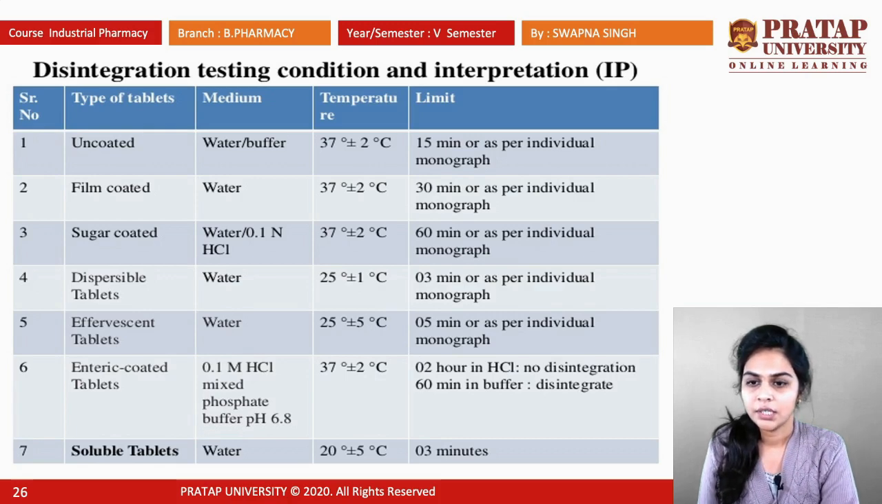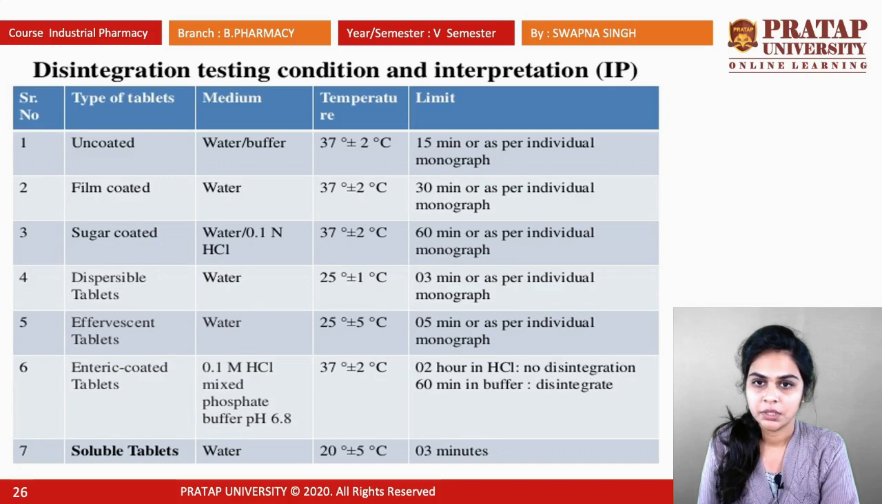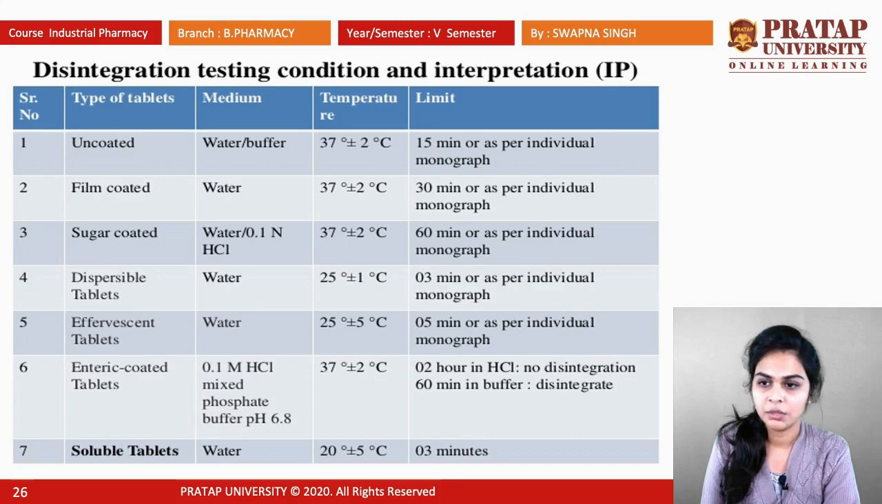Next is the enteric coated tablet. For enteric coated tablets, 0.1 molar hydrochloric acid, mixed with buffer solution having pH 6.8, is used as medium, and temperature must be 37 degrees plus or minus 2 degrees. If we are using hydrochloric acid, then the disintegration time limit is 2 hours, and if we are using phosphate buffer, the limit must be 60 minutes. And for soluble tablets, we can use water as a medium, temperature must be 20 degrees plus or minus 5 degrees Celsius, and limit must be 3 minutes.